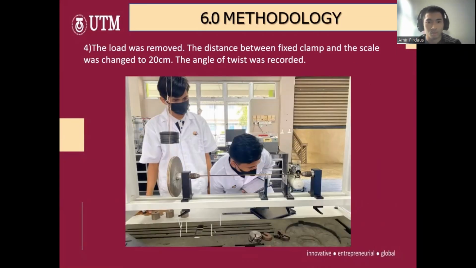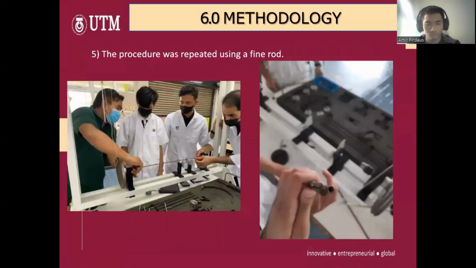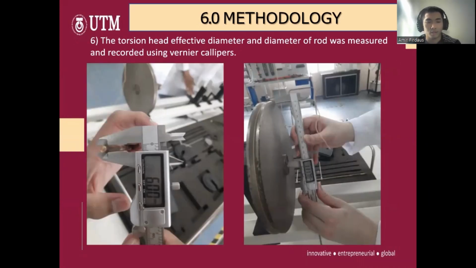Next, the load was removed. The distance between the fixed clamp and the scale was changed to 20 centimeters. The angle of twist was recorded from that distance. After taking all the measurements of the angle of twist, the procedure was repeated using a fine rod. For the final step, the torsion head effective diameter and the diameter of the rod were measured and recorded using electronic vernier calipers.